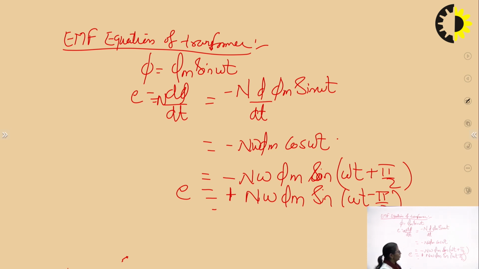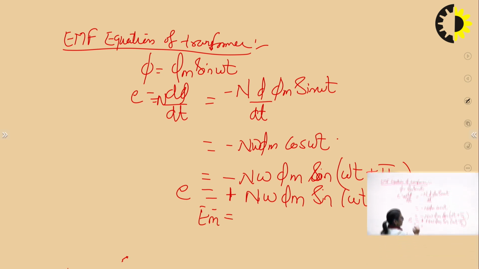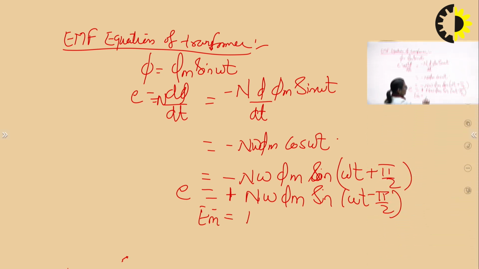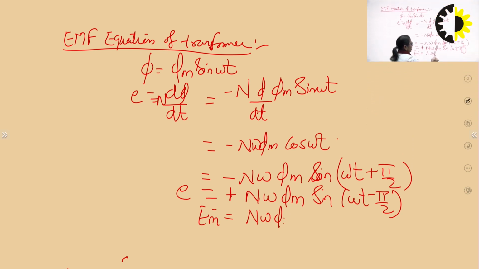Now, if that is so, the instantaneous value is given by E equals some maximum value sine of omega t plus or minus phi. So, what is the maximum value over here? What will be the maximum value of the induced EMF? It will be n omega phi m, isn't it? This is going to be the maximum value, sine omega t plus or minus phi. So, the maximum value is n omega phi m.